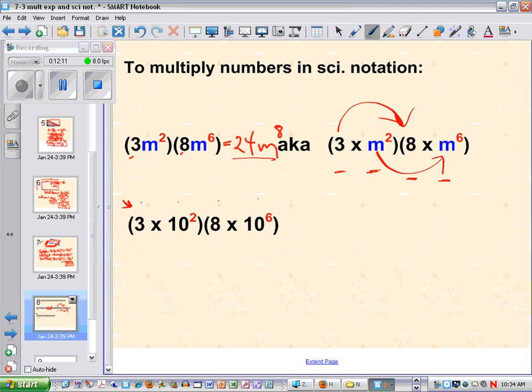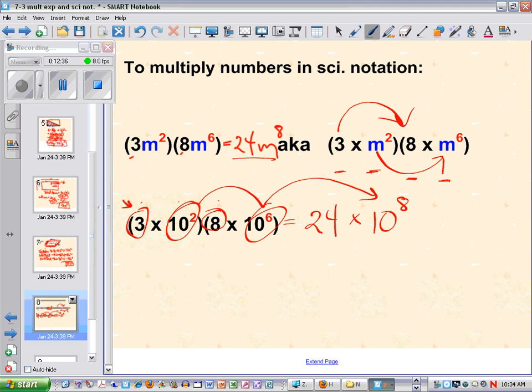So let's group them. We'll do 3 times 8, 24. Then we have 10 squared times 10 to the 6th. So we're multiplying with like bases. In this case, it's 10. So 24, one of the few times where we're going to use an x for multiply, right, instead of a dot. 24 times 10 to the 2 plus 6, 8. So 24 times 10 to the 8th.